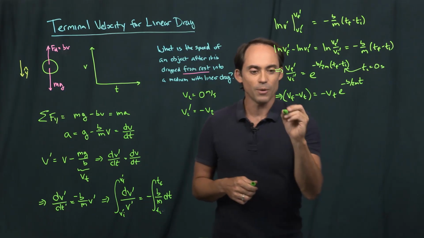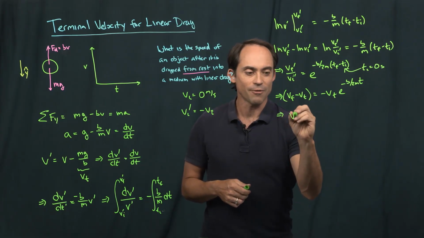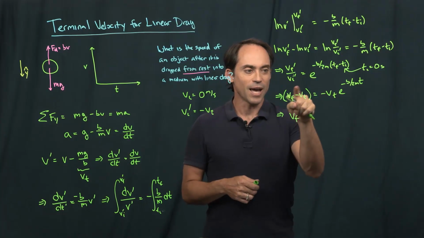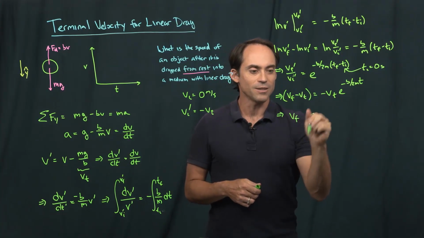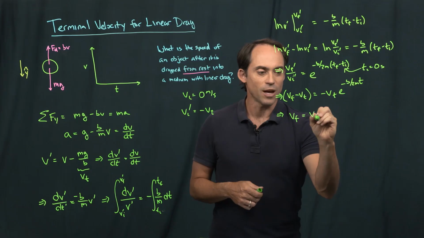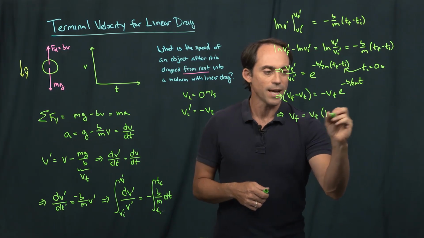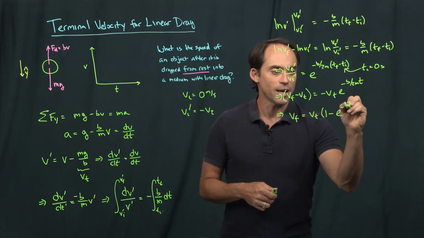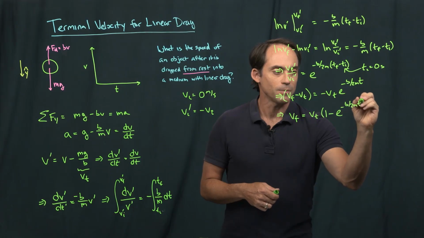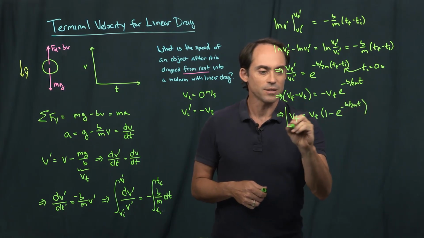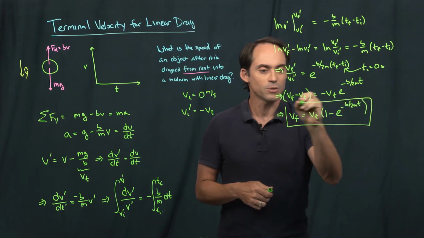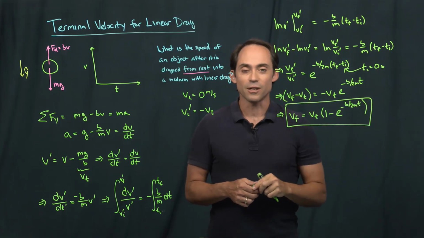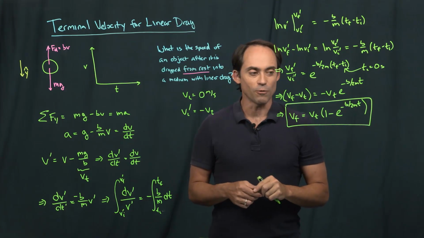All right, so we can now group our terms. So we're going to have a final velocity. If I add vt on both sides, this is going to equal our terminal velocity times 1 minus e to the minus b over m times time. And this is our final expression, noting, of course, that our terminal velocity is just mg over b.